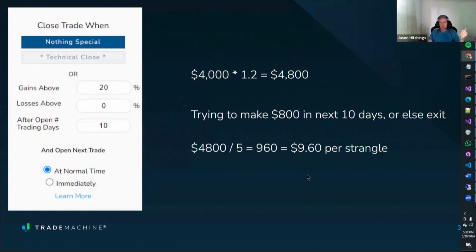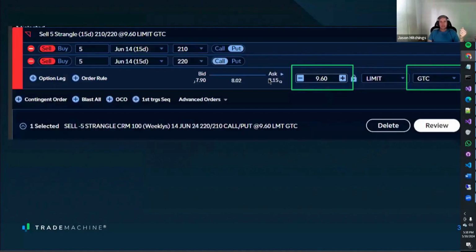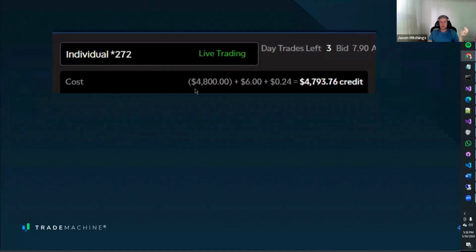So I'm looking for these individual strangles to go to about 960. What I can do is just click close selected, and I don't want to set just a day. I want to say good till canceled, so it'll just stick around until I get rid of it. And I can set that to 960. I can click review and send. And all of a sudden, it's saying, okay, you'll take a credit. It lines up with my math at around $4,800. So that's the plan, to try to make $800 sometime in the next 10 days, if not sooner, on this position.